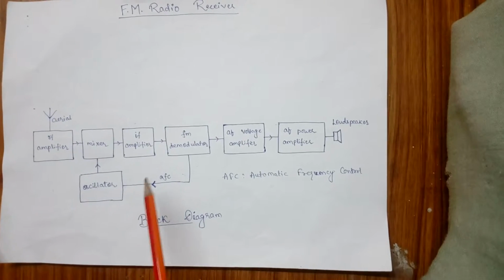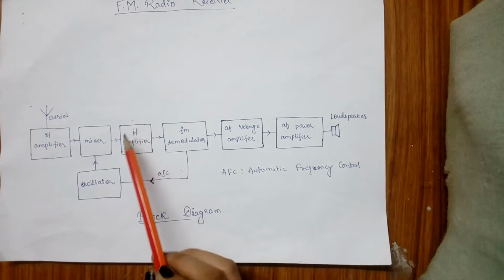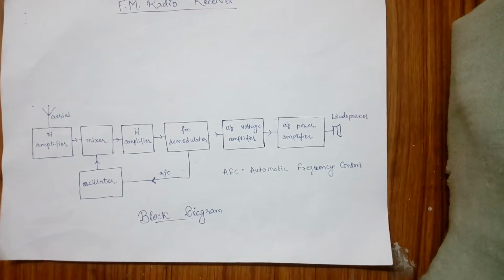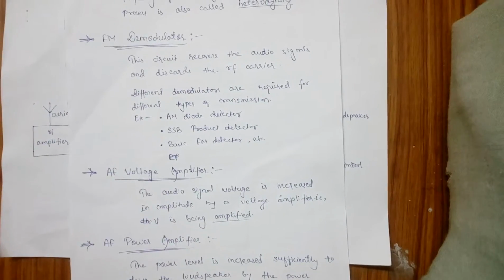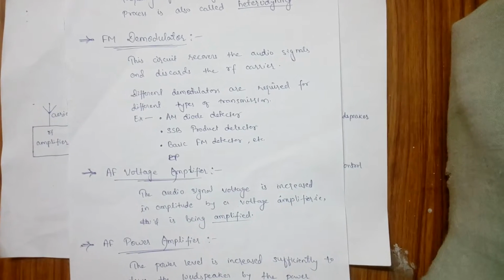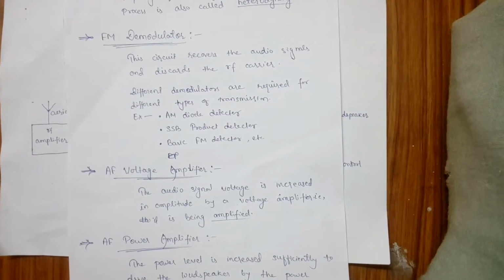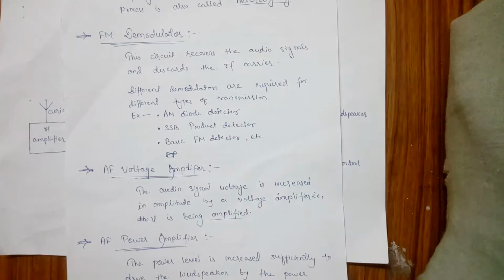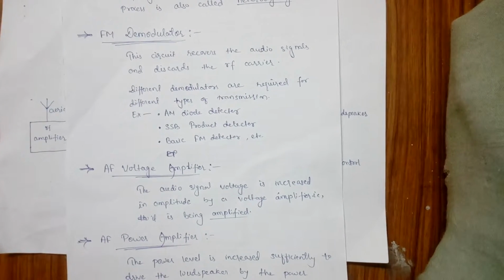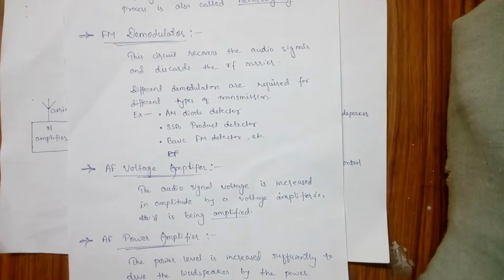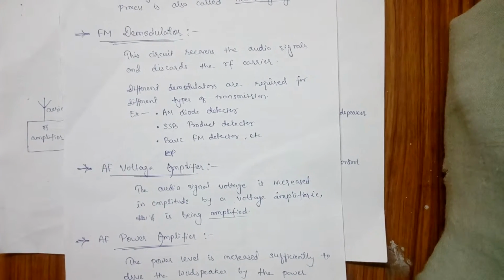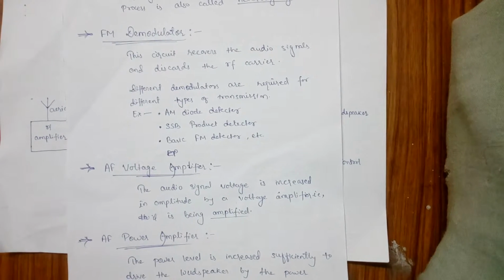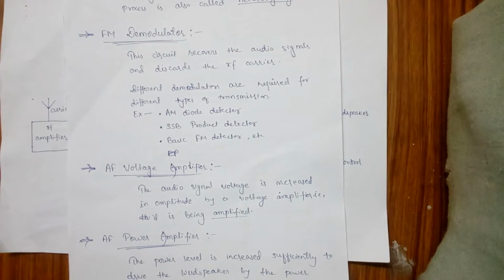Now, once the signals have passed the IF stages of the receiver, they need to be demodulated. The FM demodulator circuit recovers the audio signal and discards the RF carrier. Different demodulators are required for different types of transmission, and hence some receivers may have a variety of demodulators like AM diode detector, synchronous AM, etc.